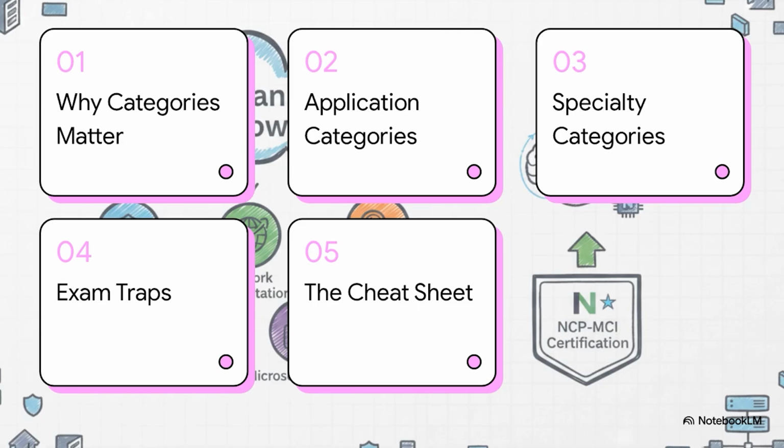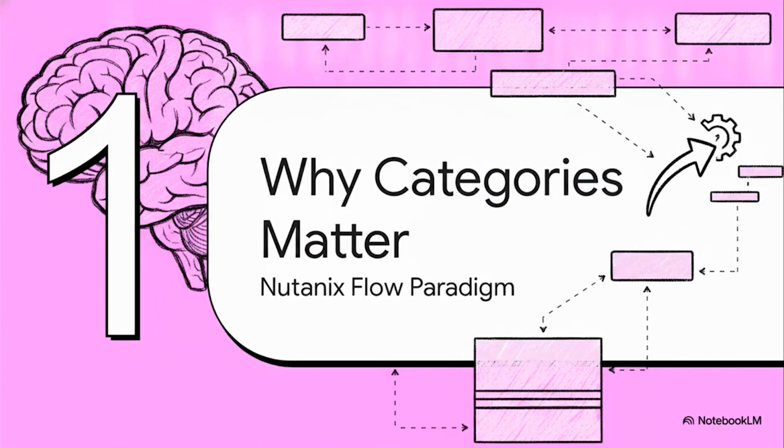Here is our roadmap for today. We'll start with 1. Why categories matter. Then 2. A walkthrough of application categories. 3. A walkthrough of specialty categories. 4. The minefield of exam traps. And finally, 5. The cheat sheet of key facts. All right, section 1. Why categories matter.